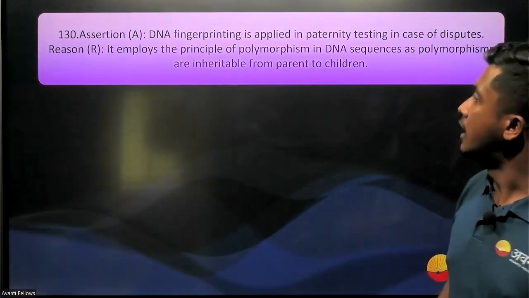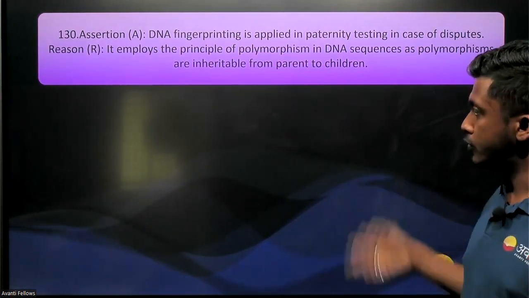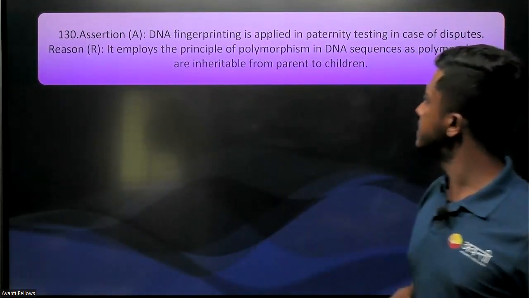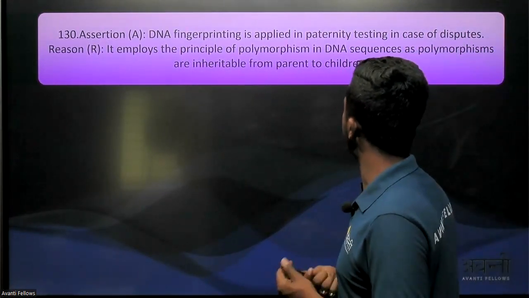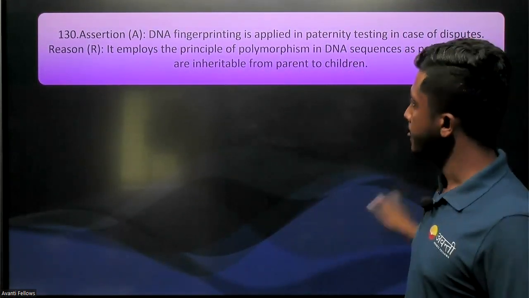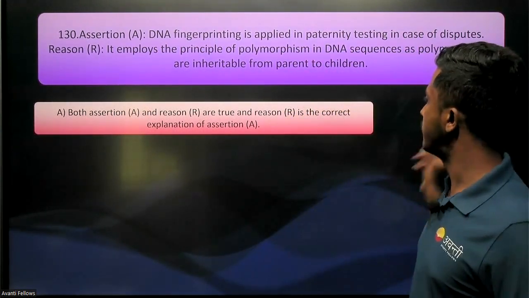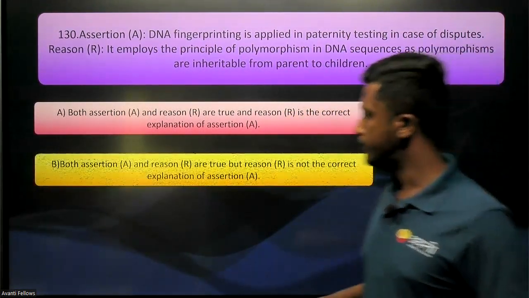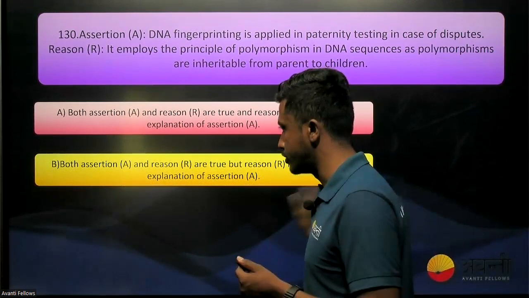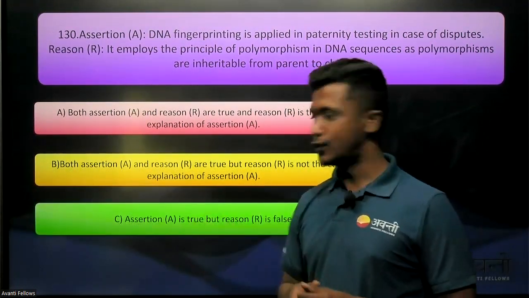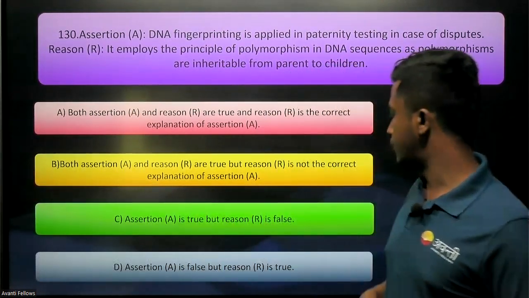Okay, next one. Assertion: DNA fingerprinting is applied in paternity testing in case of disputes. Reason: It employs the principles of polymorphism in DNA sequence, as polymorphs are inheritable from parent to children. Our options here are: both assertion and reason are true, and the reason is the correct explanation of assertion. Both assertion and reason are true, but the reason is not the correct explanation of assertion. Next, assertion is true, but the reason is false. Next, assertion is false, but the reason is true.